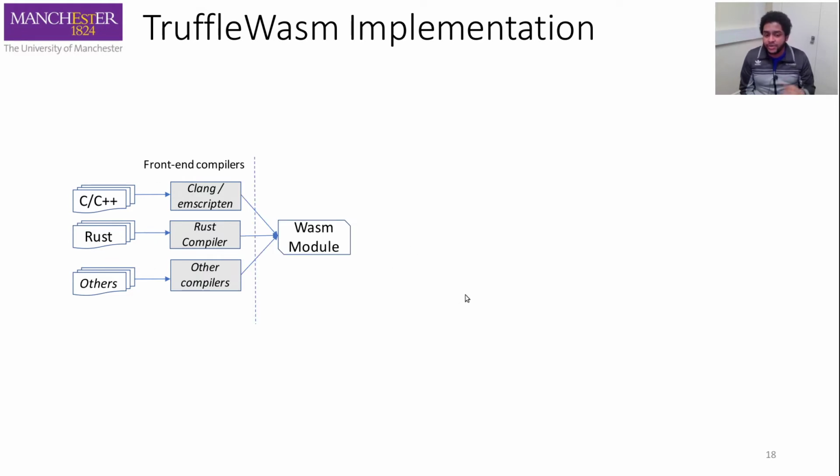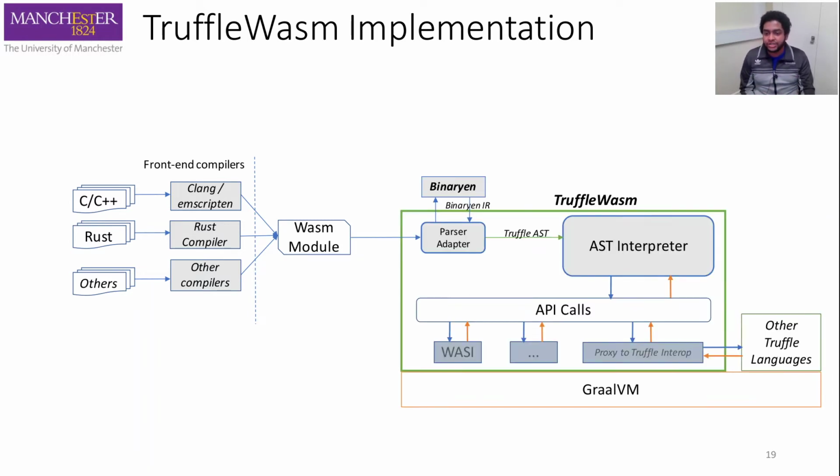This will produce a WebAssembly module. We load this module into TruffleWasm and generate a Truffle AST from its instructions. That means we convert each WebAssembly instruction into a Truffle node and build the AST for each function. Then the AST interpreter executes this and collects profiling information. Later, hot code will be compiled by the Graal JIT compiler.